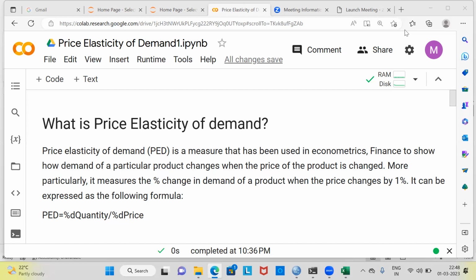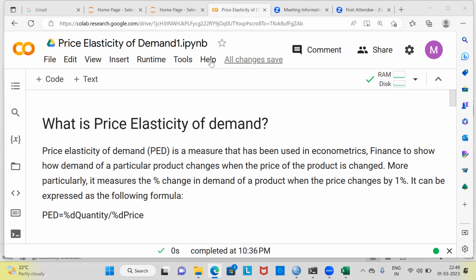When you change price of any particular product, what is the impact that it has on demand? If I increase price, how will demand behave? Will demand also increase, or will it decrease, or will it be static? This is exactly what we are trying to study when we talk about price elasticity of demand.